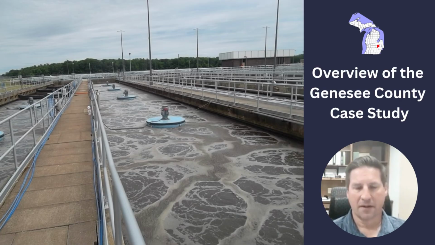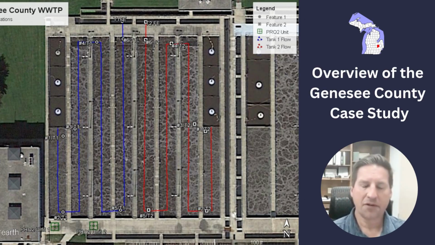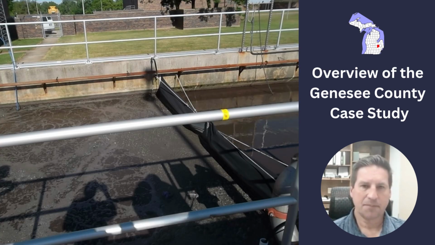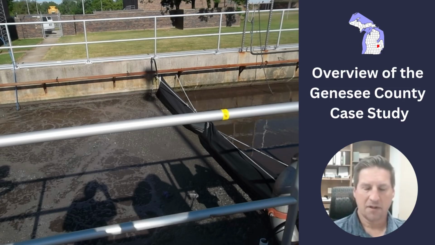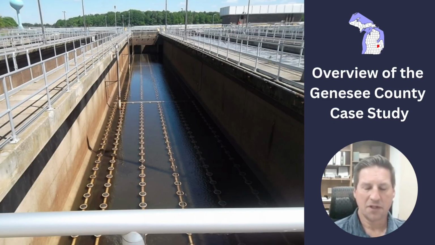Our process was to introduce the PrO2 oxygen delivery system in tank 1, and we would monitor various performance standards of nutrients and the treatment parameters at the end of the tank. We would also monitor those same parameters in tank 2, which was the control tank, throughout the course of the study. The goal was to evaluate, by shutting down a portion of the aerators in tank 1 and replacing that with the PrO2 machine, were there any efficiencies developed in that process?